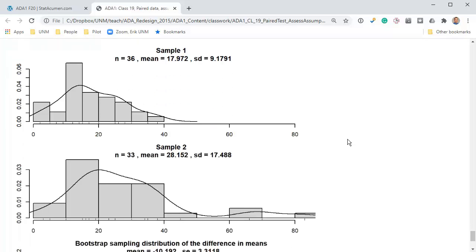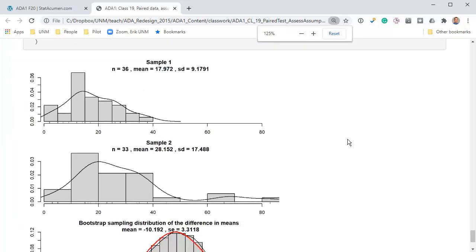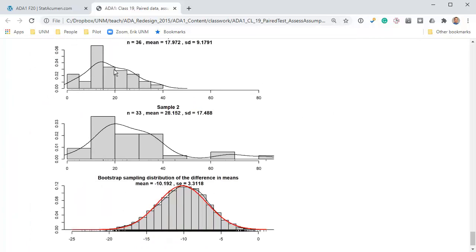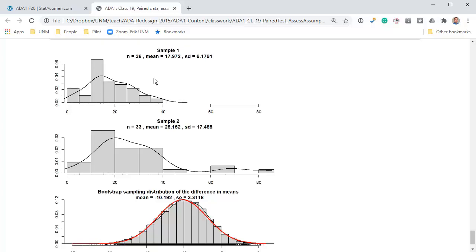That creates three plots that are put all together. So on the left, or on the top, I've got the priming number 10. It says sample 1, and I've got the sample size, the mean and standard deviation. Okay, sort of a little bit right skewed. Sample 2, also right skewed.